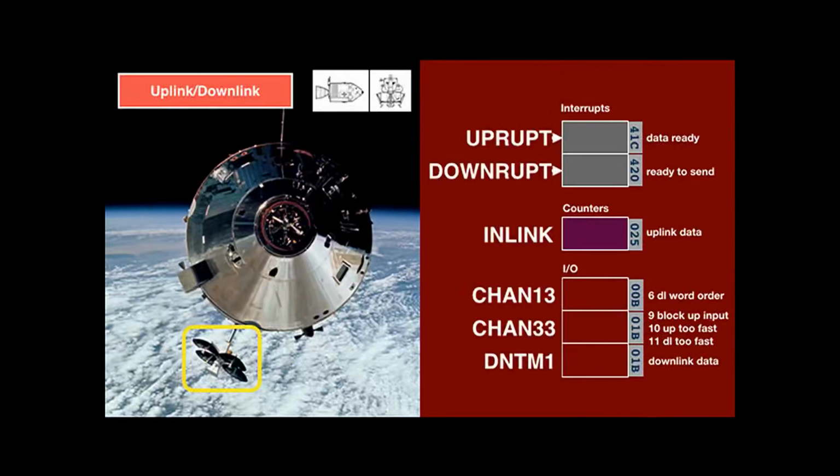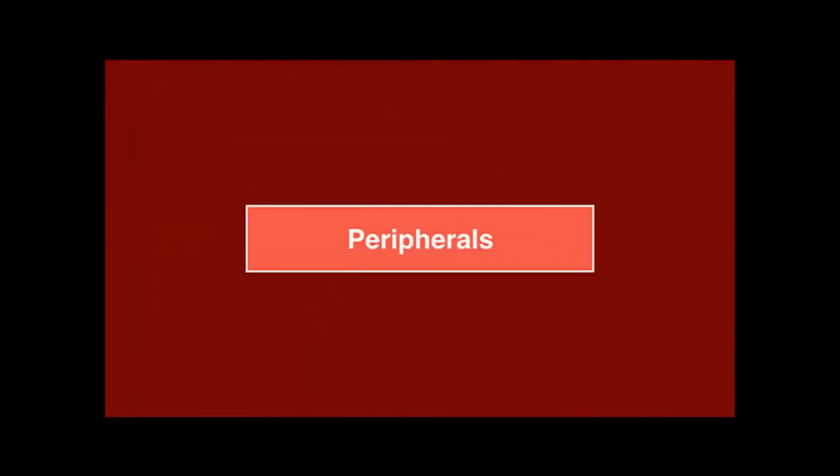There is bidirectional digital radio communication on S-band between mission control and each spacecraft at a selectable speed of 1.9 or 51 kilobits per second. Data words from mission control show up in the INLINK counter and trigger interrupt UPRUPT. Data words to be sent are stored in the I/O channel DNTM1, and the DOWNRUPT interrupt will signal the program when it can load the register with the next word. These were some of the interesting peripherals.